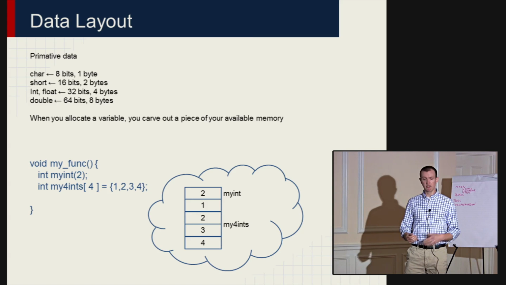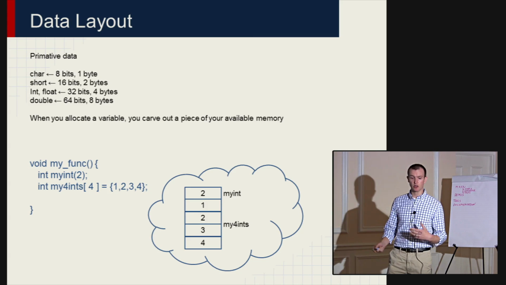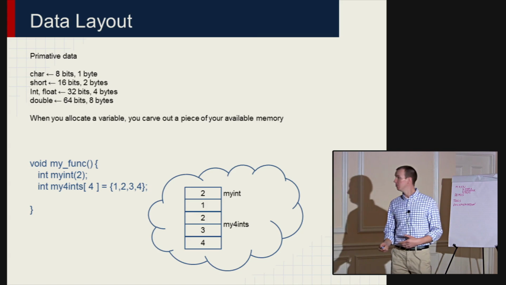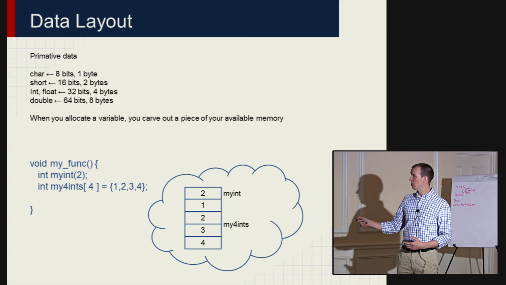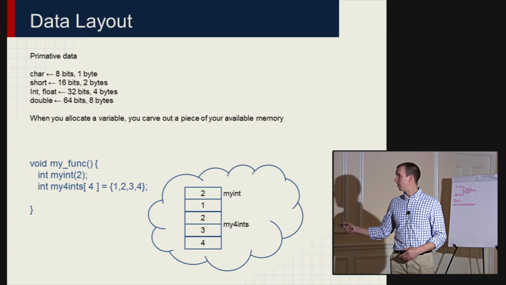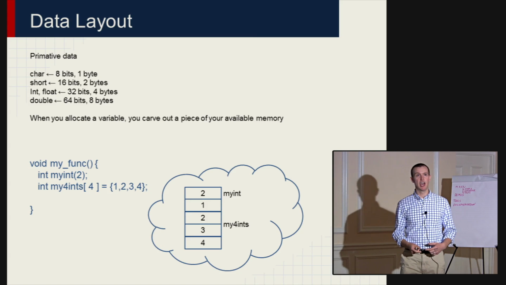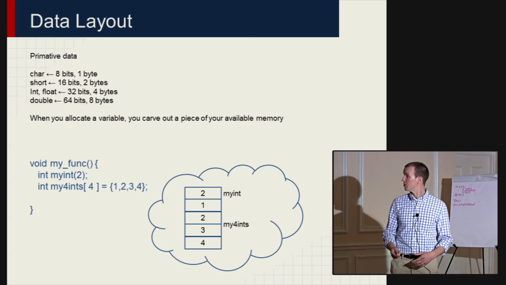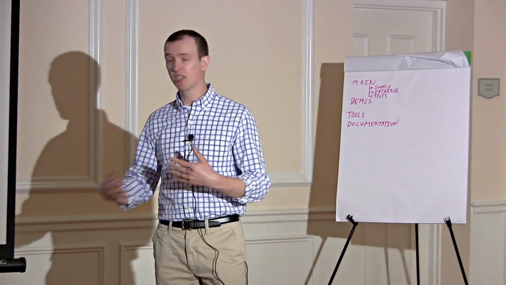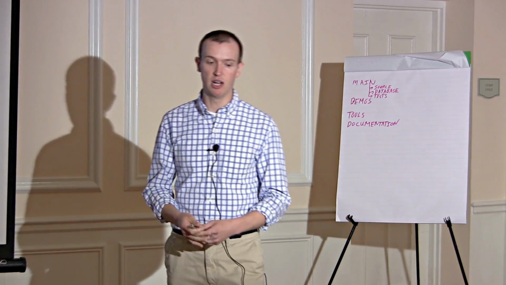If you want to talk about data layout, the first thing we should introduce is primitive data. For instance, there are characters. Those are 8 bits long, or 1 byte. There are shorts. Those are integers that are 16 bits long, 2 bytes. Ints and floats both are 32 bits, 4 bytes. And doubles are 64 bits, or 8 bytes, so they take up twice the amount of memory as a single float. They're double precision. When you allocate a variable, you're carving out a piece of available memory, and how much you carve out depends on how large it is, how many bytes it takes up.